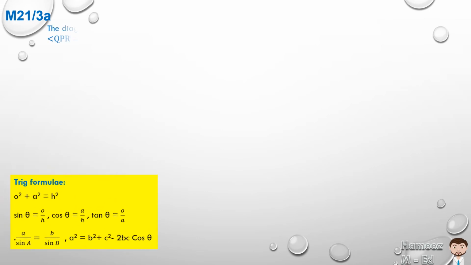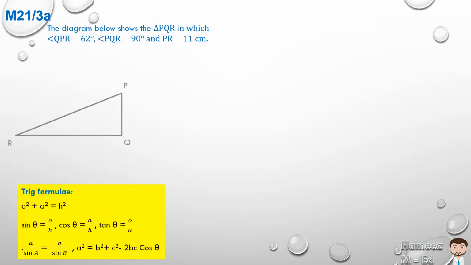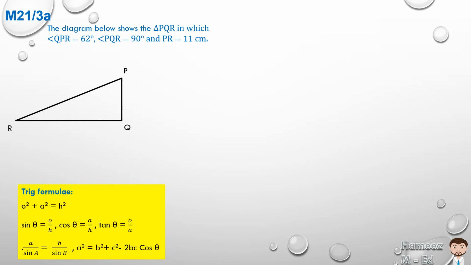May 2021, number 3A. The diagram below shows the triangle PQR, in which angle QPR, which means if we are looking for that, look at the middle letter P, so it's the angle at P, is equal to 62 degrees. Angle PQR, and if we look at the middle letter again, the middle letter is Q, so the angle at Q is equal to 90 degrees, a right angle triangle, and PR is equal to 11 centimeters. Part 1 asks us, what is the size of the angle PRQ?